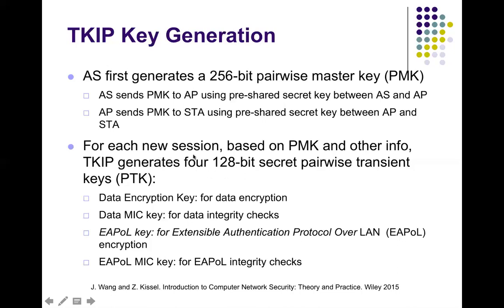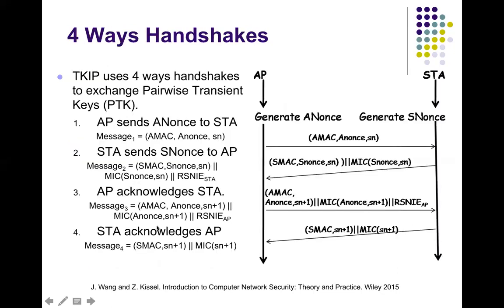So for each new session, based on PMK and other information, TKIP generates 4 secret pairwise transient keys, called PTK, and each of them is 128 bits long. So there are 4 of them. One is for data encryption. The other one is for data integrity check.